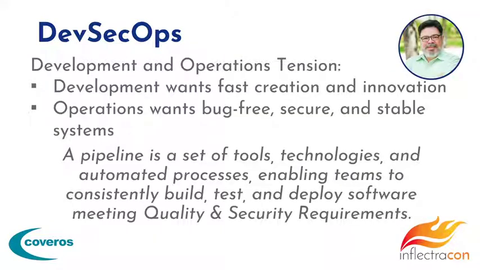There has been an age-old tension between development and operation groups. This tension has been exacerbated by the advent of agile development practices with their emphasis on early and frequent delivery to customers. Development wants fast creation, innovation, and the ability to see the results of work quickly. Operations wants bug-free, secure, and stable systems. They want to optimize for reliability, availability, and sometimes performance.